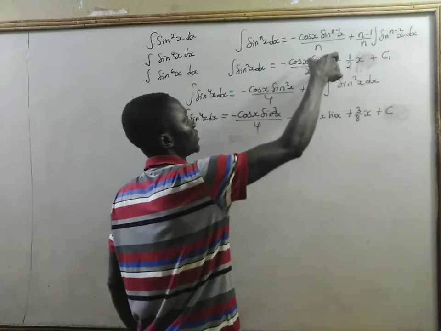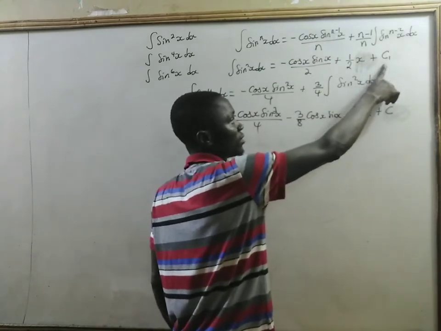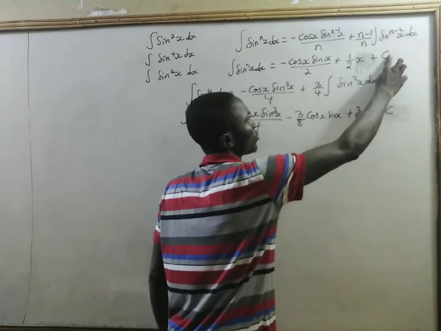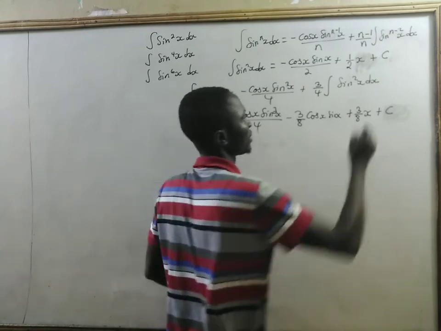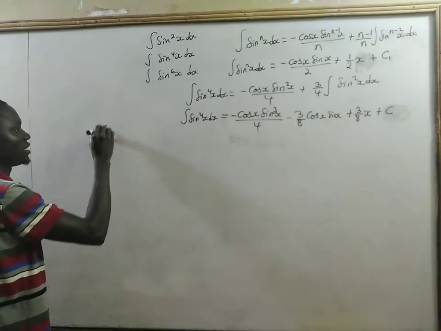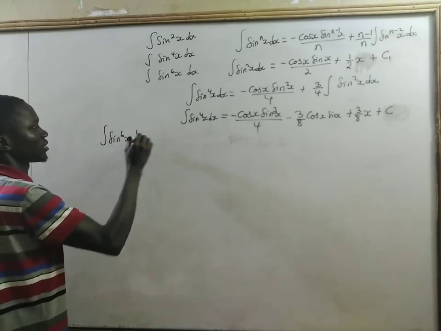I said that since we are using this one to work this, let's make this one c1. But if we were to solve for only this, there's no need making this one c1. Okay, that's good. Now, let's go to the integral of sine to the power 6 of x dx.